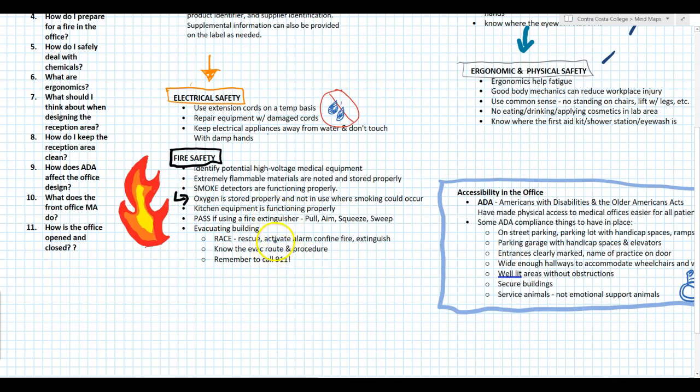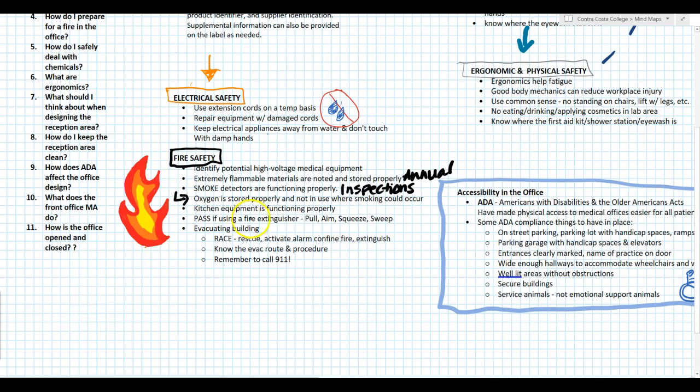Smoking is generally banned from within 20 to 35 feet of the entrance of a medical facility anyhow, but sometimes things happen. So we want to make sure that it is always properly stored and not in use anywhere where smoking could happen. We want to make sure that all of the smoke detectors are functioning properly. Most medical facilities will have the fire marshal come in and do inspections, and those have to happen annually. And so we want to make sure that those annual inspections are happening frequently so that we know that the sprinkler system and the smoke detectors are all working.